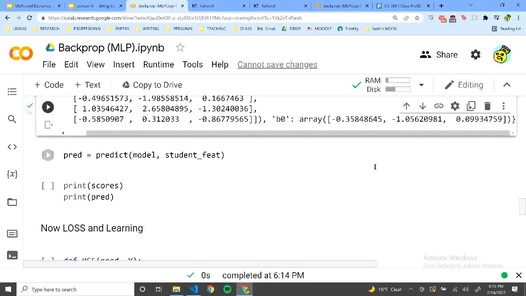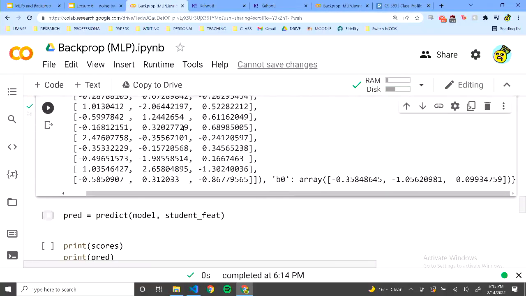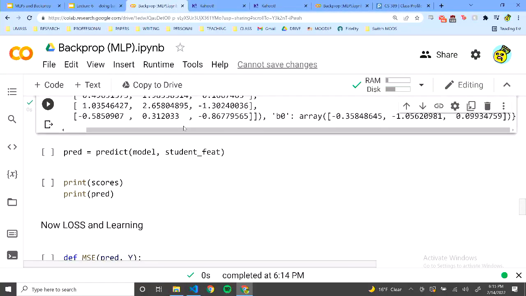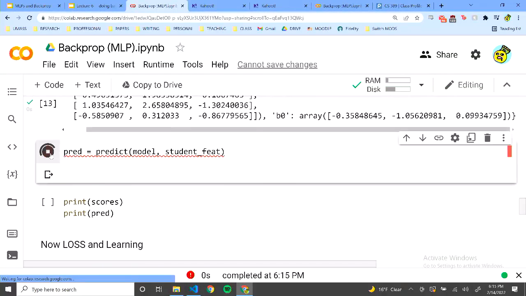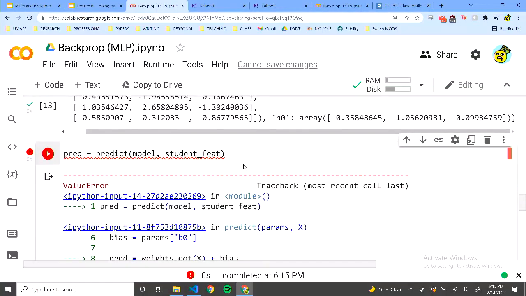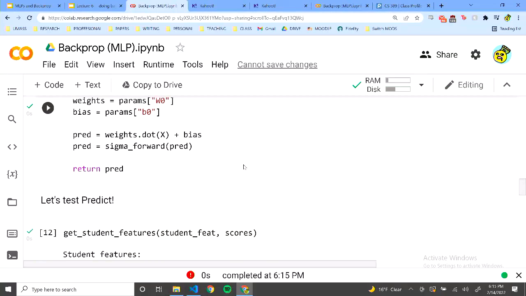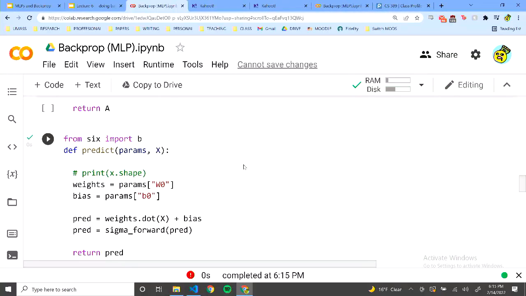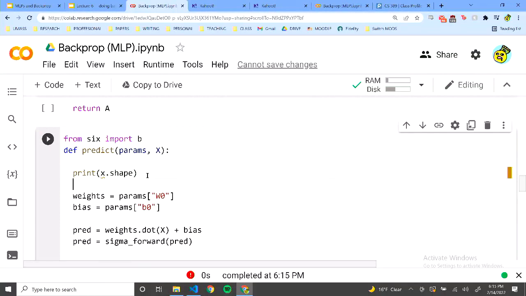Cool. So now let's try using our predict. We have our model, which is going to be these, and we have our student features. All right? So let's see. Oh no, the shapes didn't work. If we go through and actually print out the shapes, let's look at them. So print out the shape of x, so x.shape, and let's also print out, I'll put it underneath here.